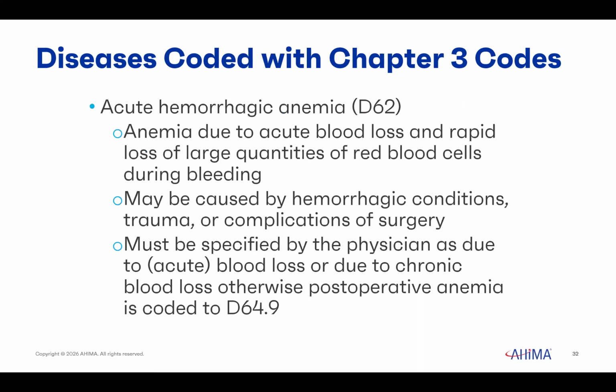Acute hemorrhagic anemia is due to sudden blood loss. This could happen either from trauma or surgery. The provider must specify it's from acute or chronic blood loss. If not, postoperative anemia is coded differently. So again, the codes you would assign in this case will depend somewhat on what the physician documents.